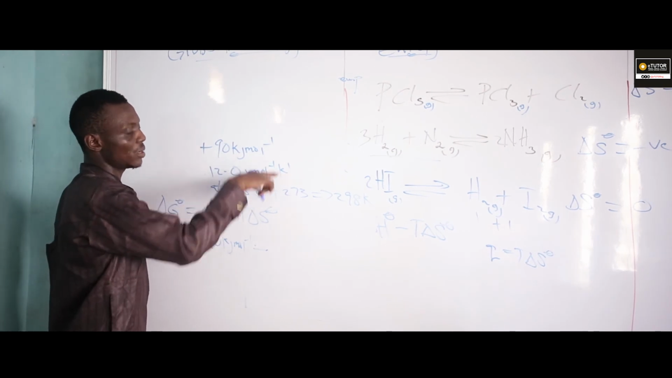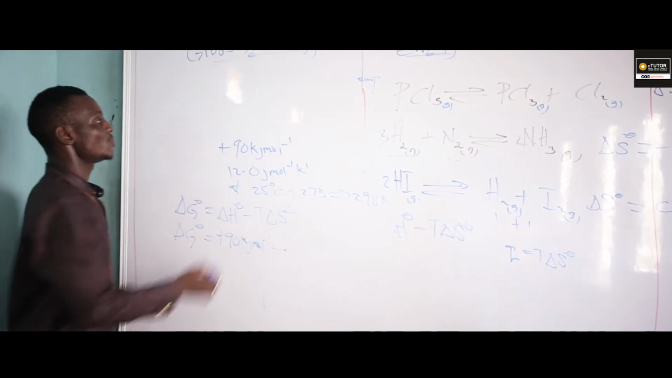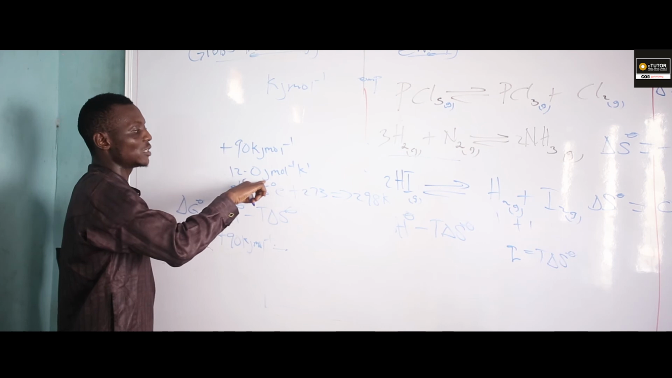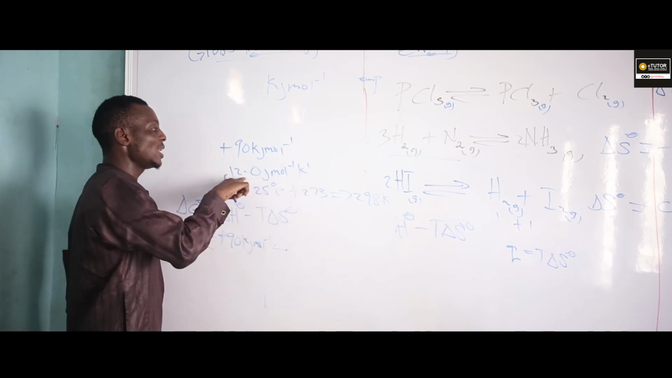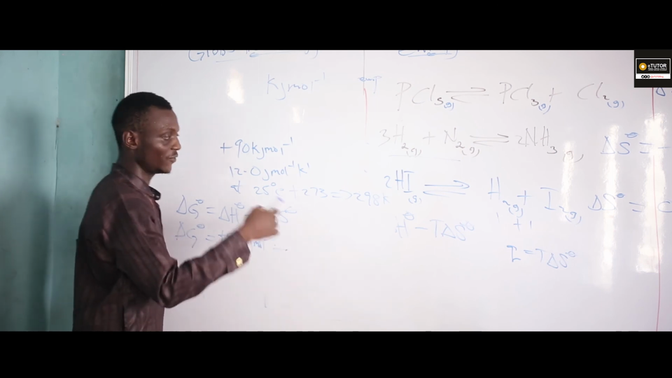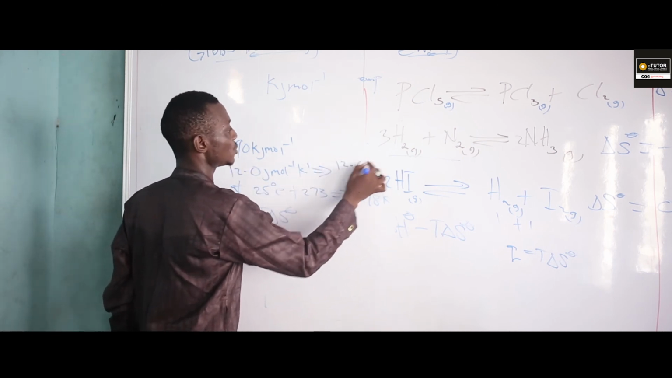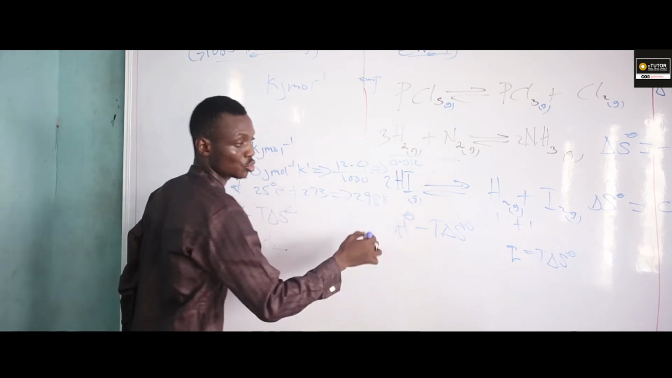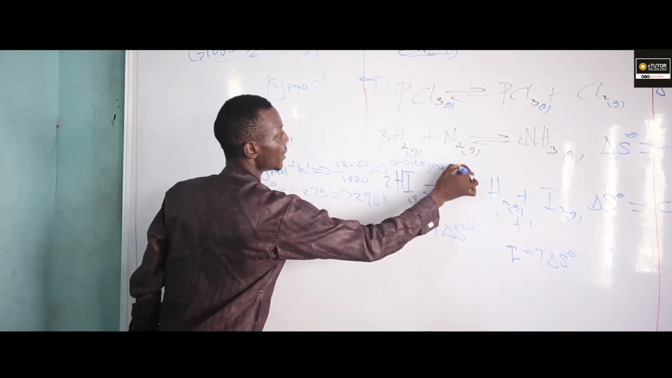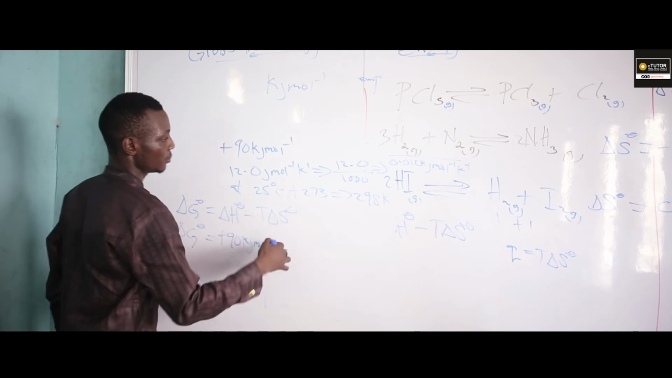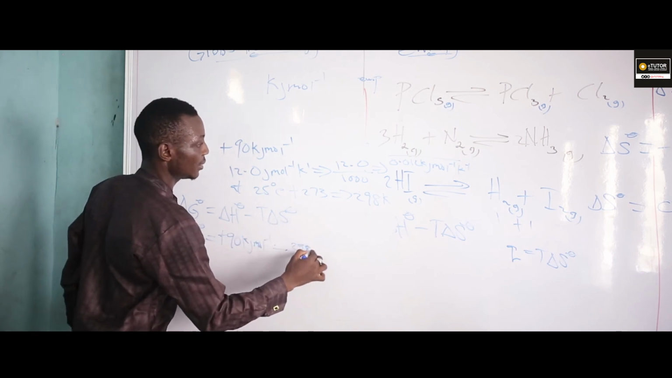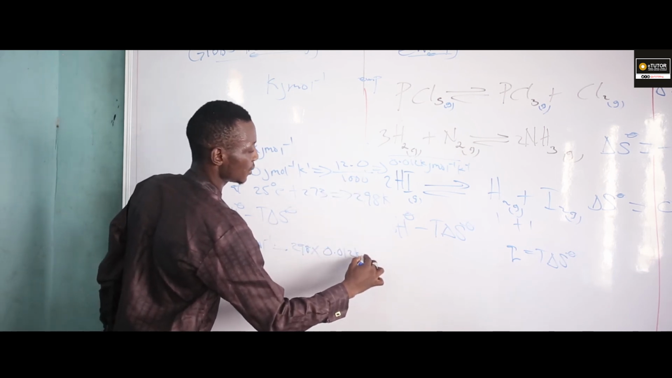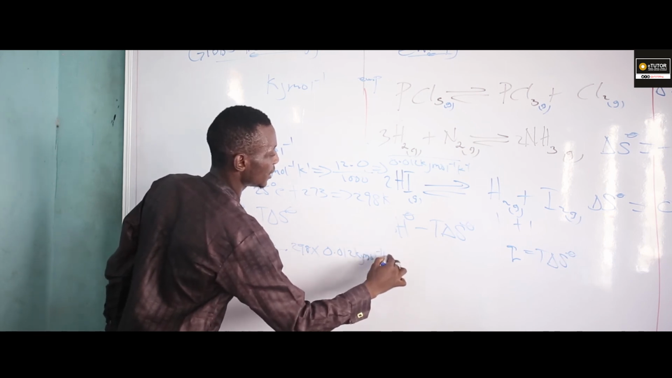Now, look at this. We are having kilojoule per mole, because our Gibbs free energy is measured in kilojoule per mole. But our entropy here is given as joule per mole per Kelvin. So we need to convert this into kilojoule first before using it. Take note of that. So 12.0 divided by 1000. What do I have? That's 0.012 kilojoule per mole per Kelvin. So let me put in my value. So I have 298 Kelvin times 0.012 kilojoule per mole per Kelvin.